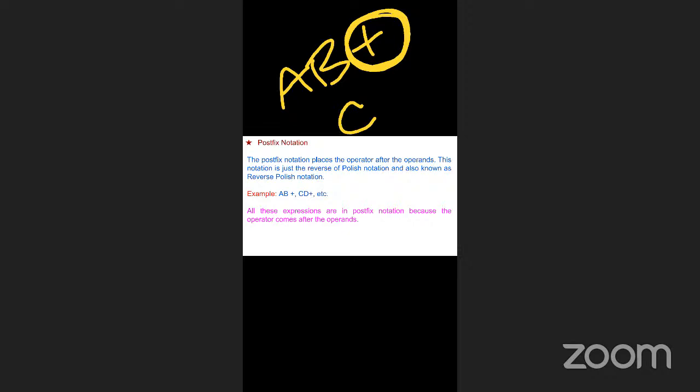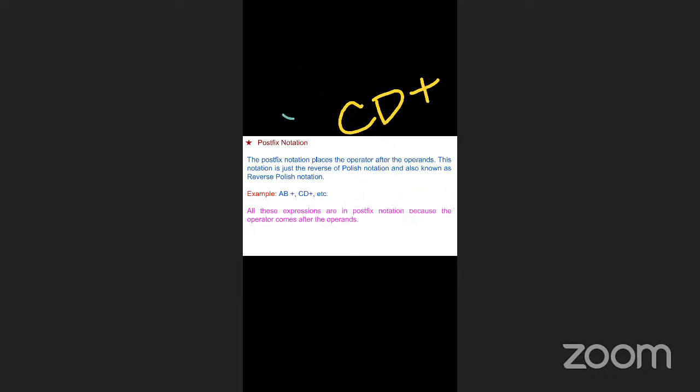So postfix notation. You observe, post means after. Post means after. So in A, B, then plus, the operator is coming in the last. The operator is coming in the last. This is the postfix notation. Postfix notation, and C D plus. So this is also postfix notation. Like this we write the operators and the operands in the infix, postfix and prefix expressions. Okay, like this we discussed.